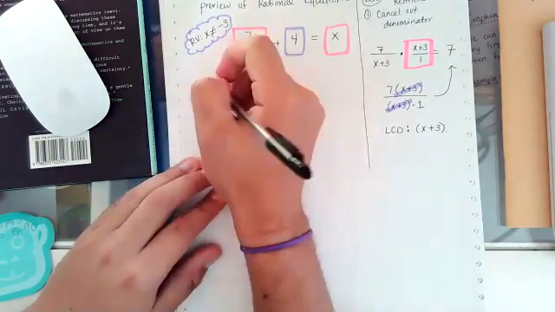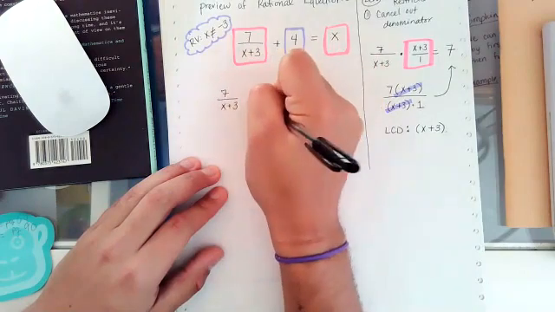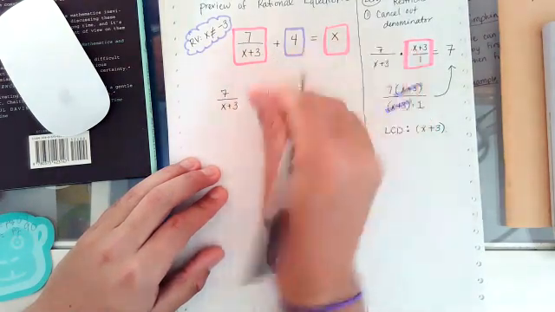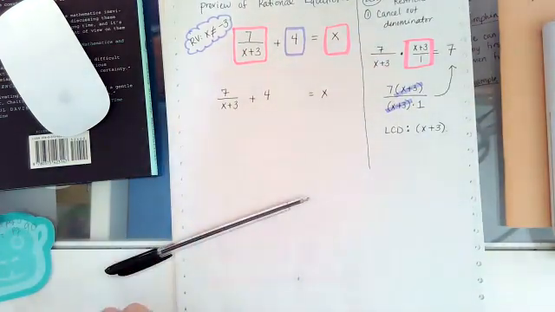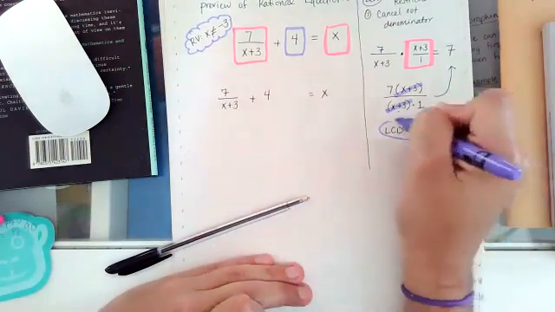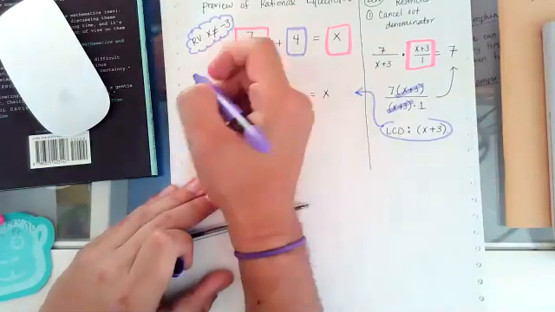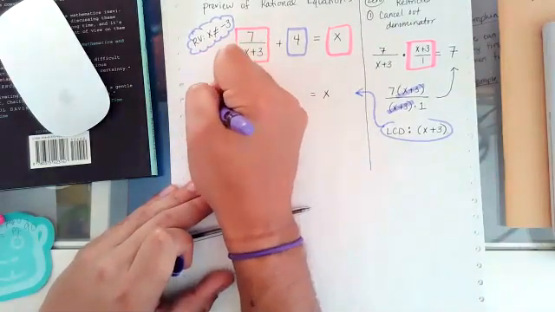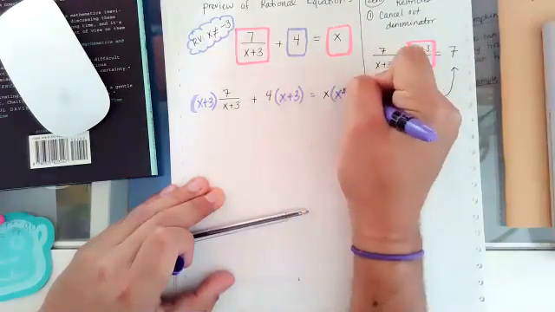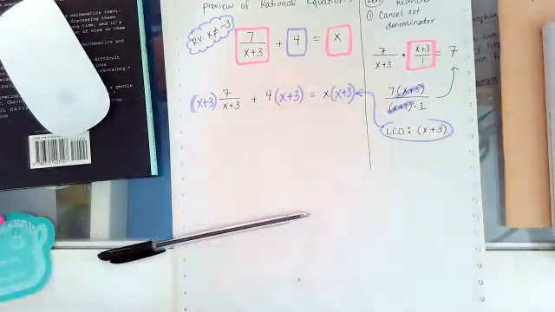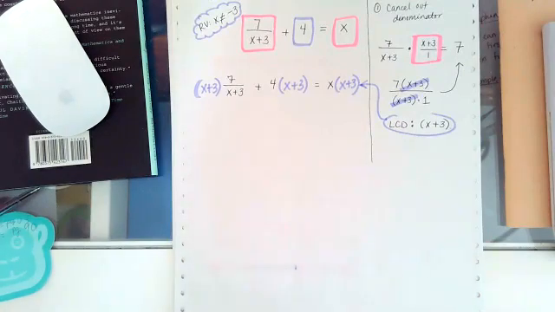Okay. So what I like to do is write the problem out again. I know it's a lot of writing, but I think it's super helpful. So I'm going to put the 4 here. I'm going to put an equals x. And then I'm going to multiply the LCD into the problem. So each term, this term gets multiplied by x plus 3. This term gets multiplied by x plus 3. And this term gets multiplied by x plus 3. Now I know that that looks strange.